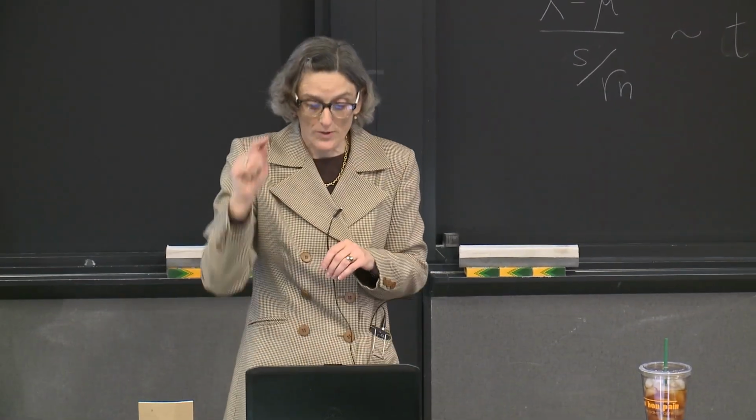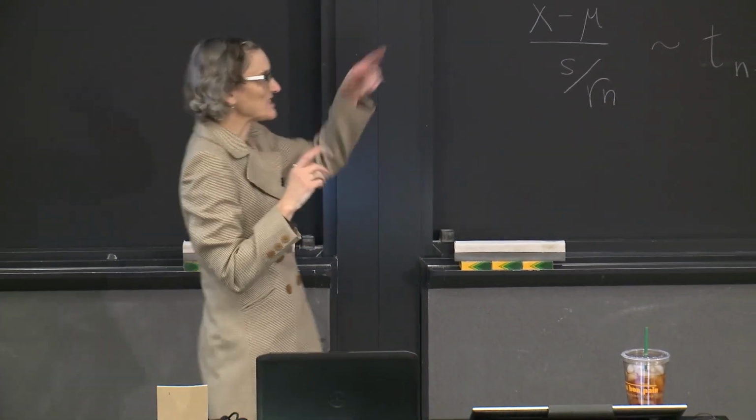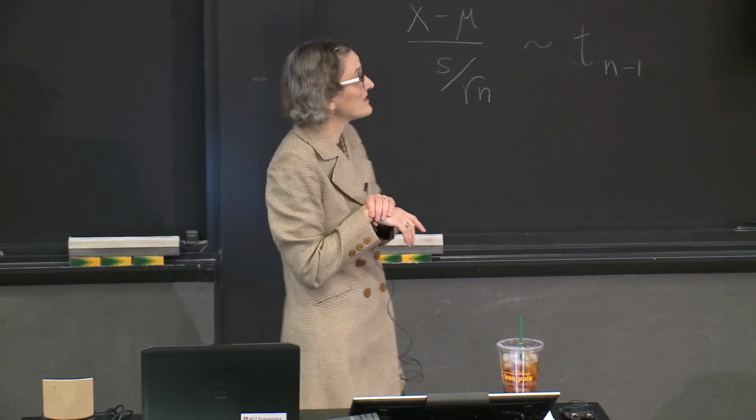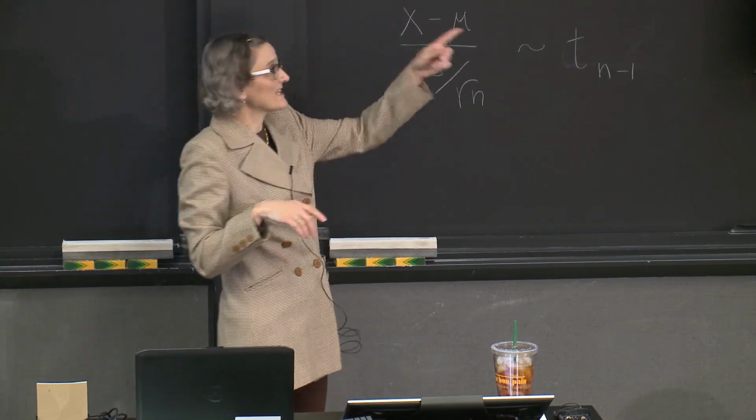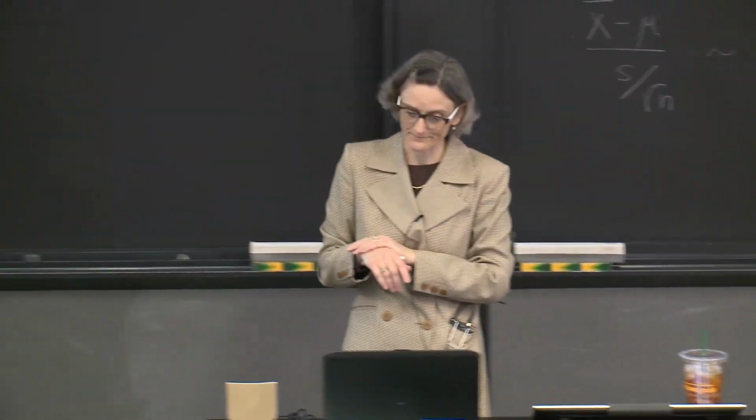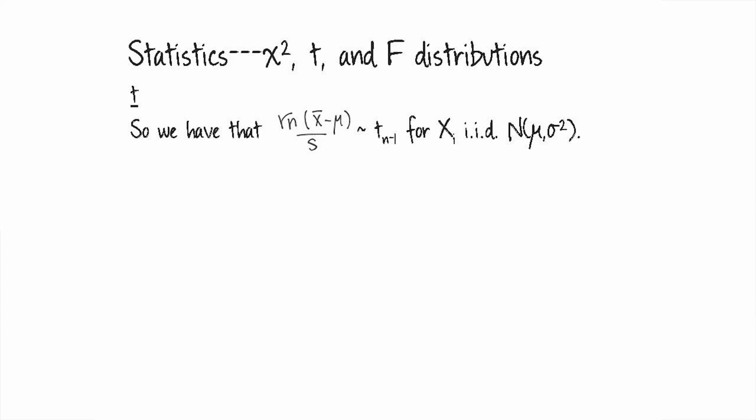Okay, so this is just a summary of what I said. We have that the square root of n times (x bar minus mu) over s has this t distribution. That's when we're sampling from a normal(mu, sigma squared) distribution. Even if we know sigma squared, this statement is true, but if we don't know sigma squared, that's why we would create a function like that.